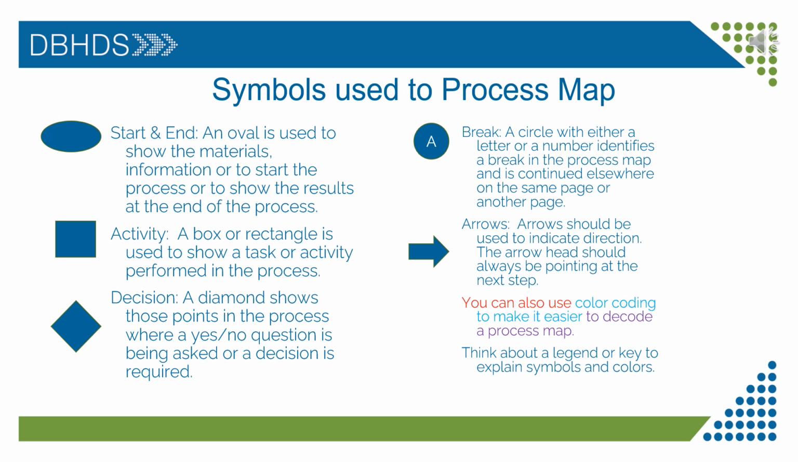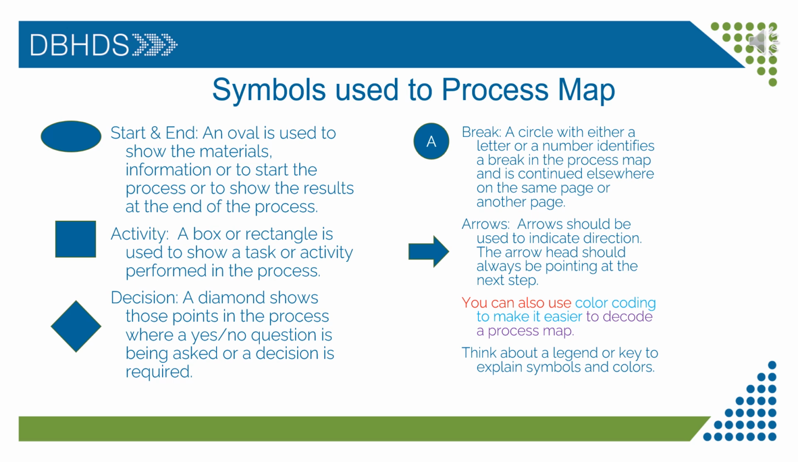Let's review some standard symbols to use when developing a process map. To begin with, an oval is used to show the start and stop points. A box or a rectangle is used to show a task or activity that you do as part of the process. A diamond shows points in the process where there is a yes or no question or a decision is required. And at that step, you would take one pathway or another.